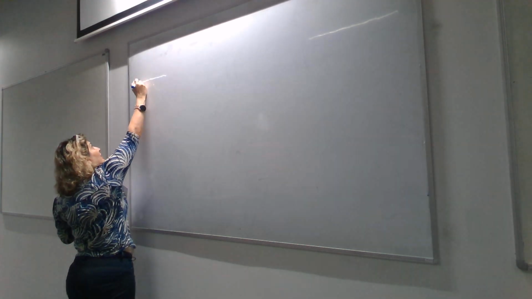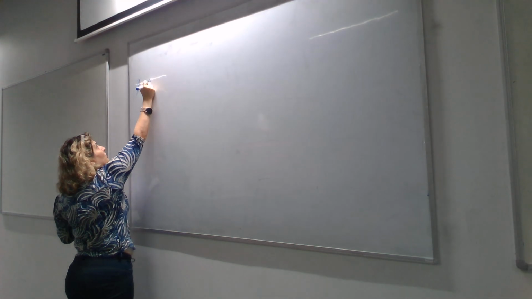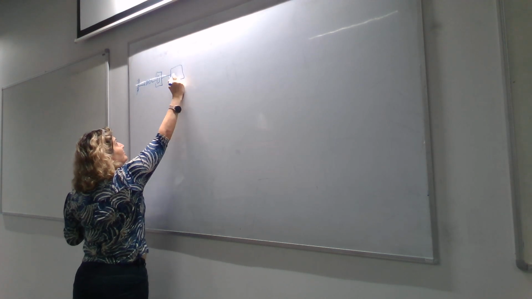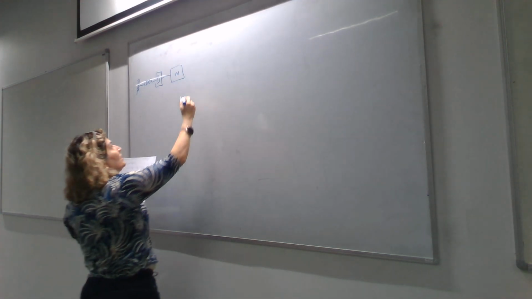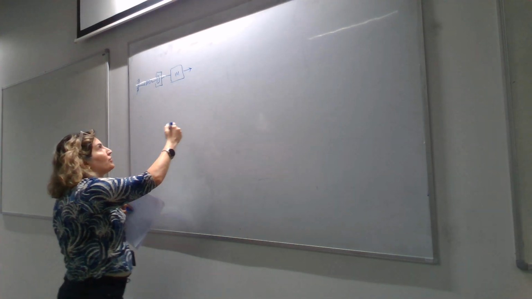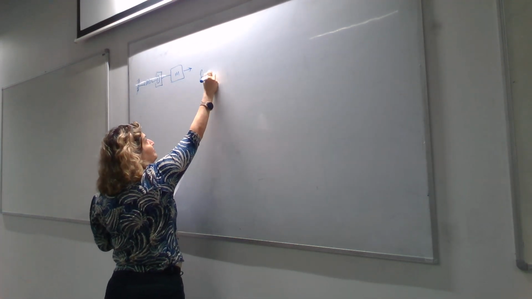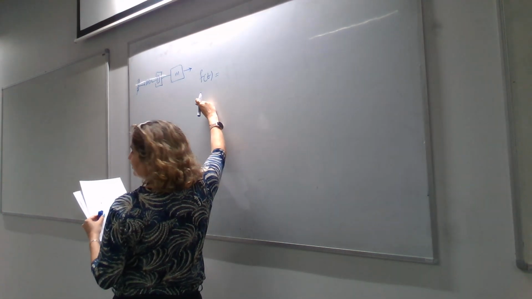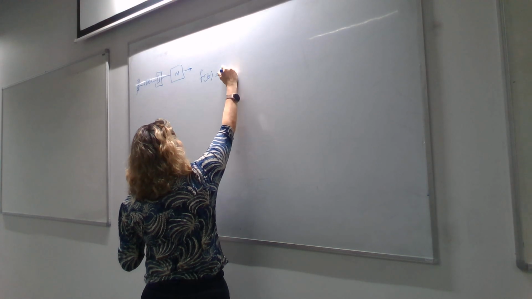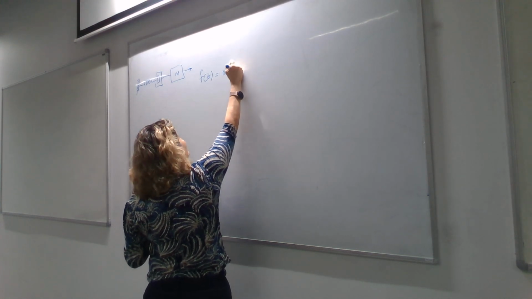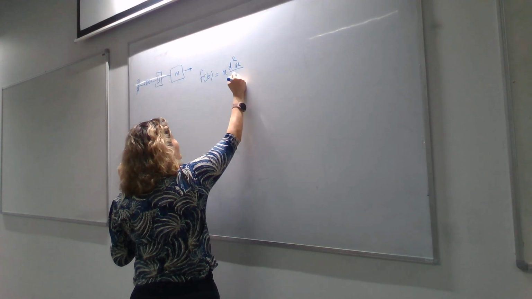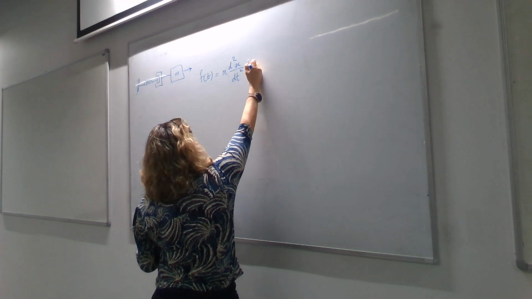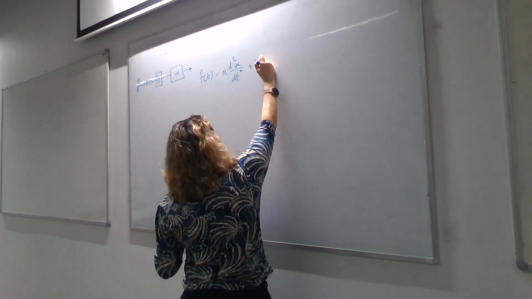Okay, looking back at our spring dashpot mass system. So if I want to write the function in time, how does that look? We had the acceleration, remember? Yeah, that's the MA.